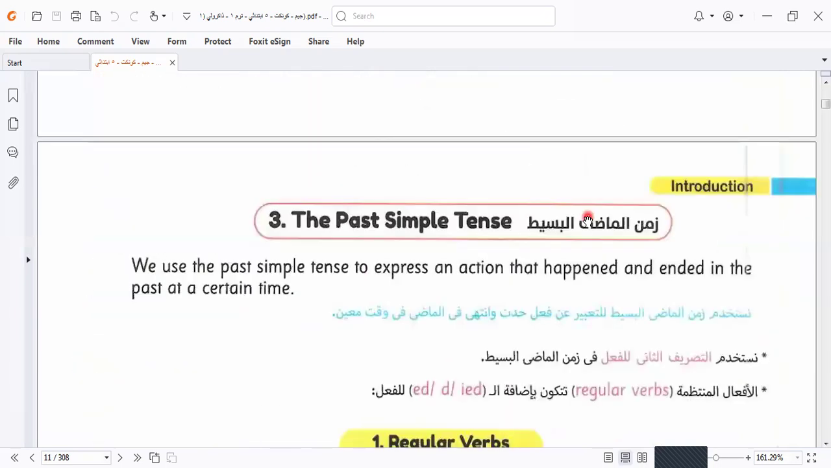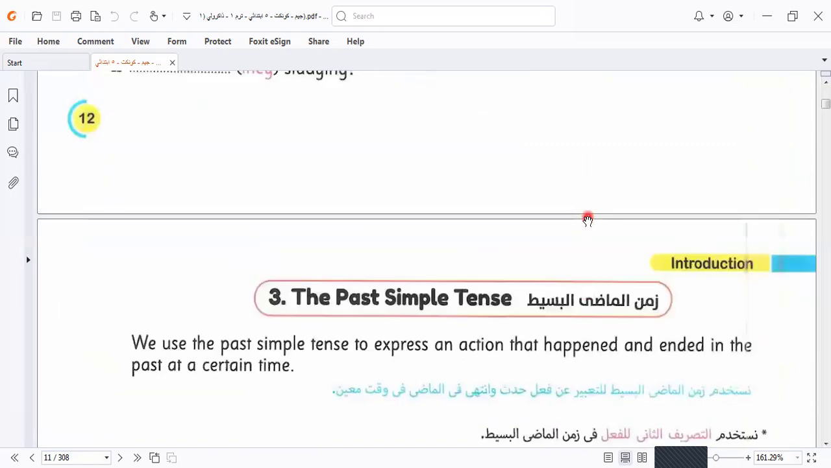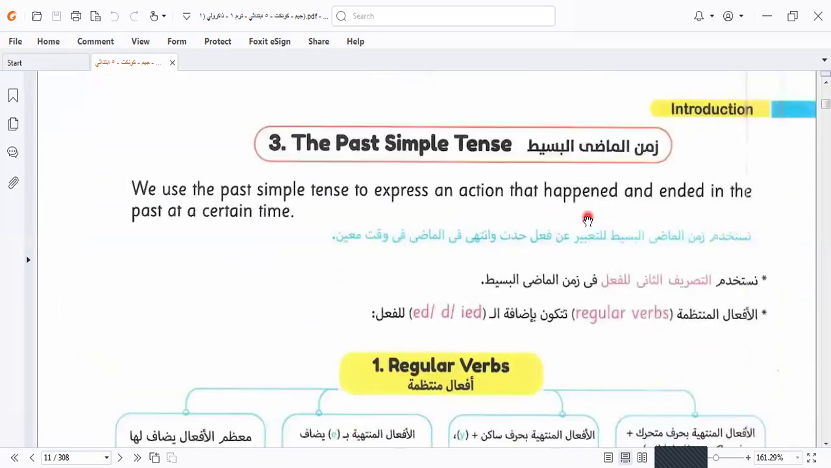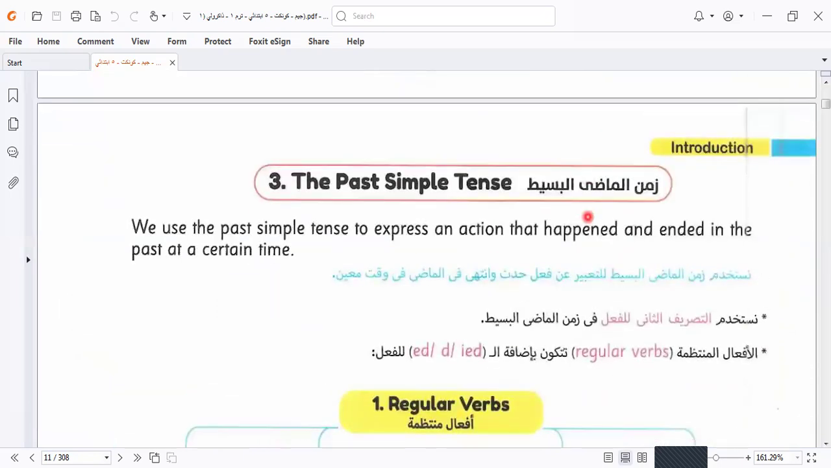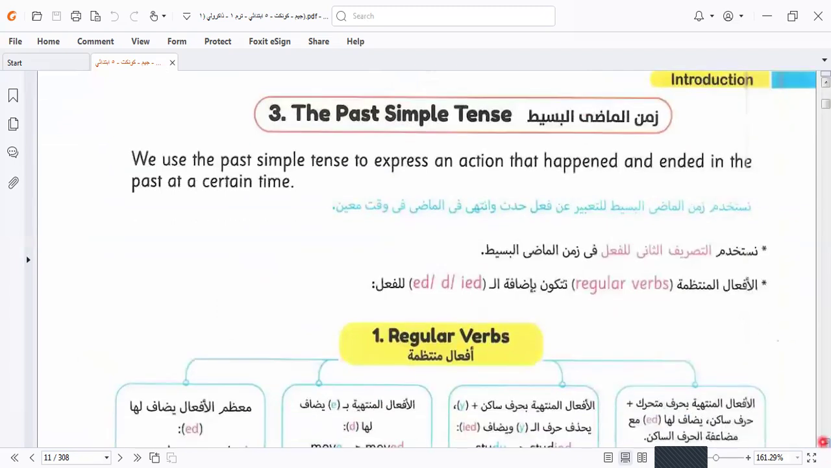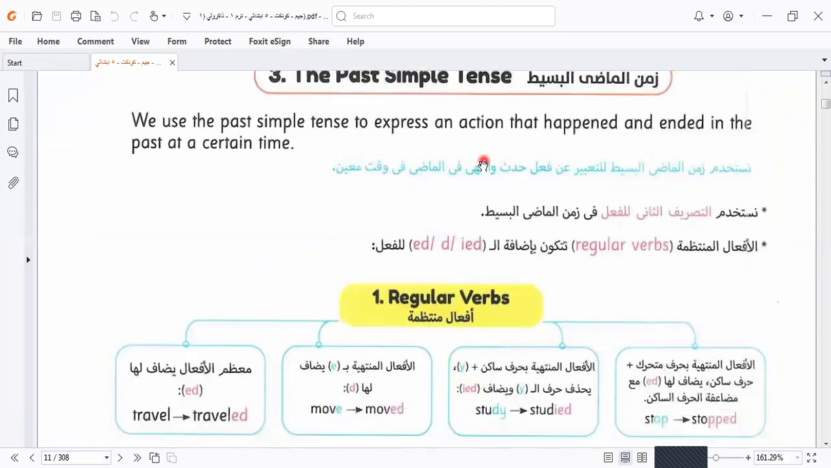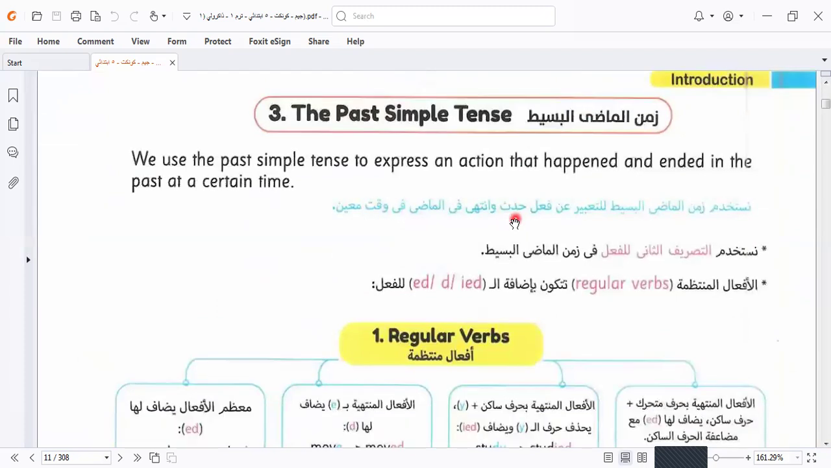I leave the exercise because we answered a lot of exercises on this lesson. If we return to the videos, you can watch all this in the videos. Okay? Here we have the past simple tense. We use the past simple tense to express an action that happened in the past, like narrating, used in narrating.